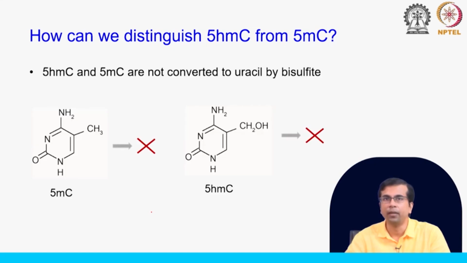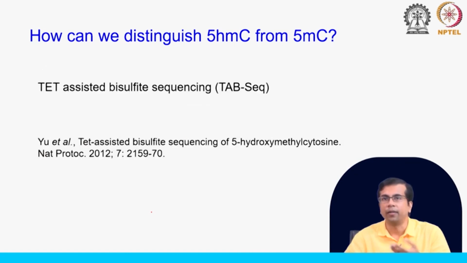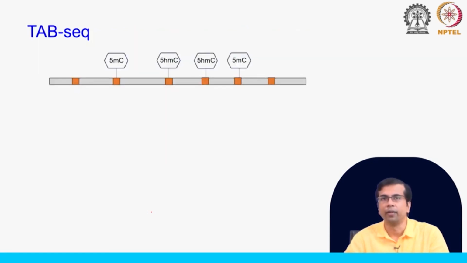As I mentioned, 5-HMC and 5-MC are not converted to uracil by sodium bisulfite, so they will appear as C in the sequencing data. Now, a method was proposed in 2012, called TET assisted bisulfite sequencing, or TAB-seq. This method can distinguish between 5-hydroxymethylcytosine and 5-methylcytosine. This is how this method works.